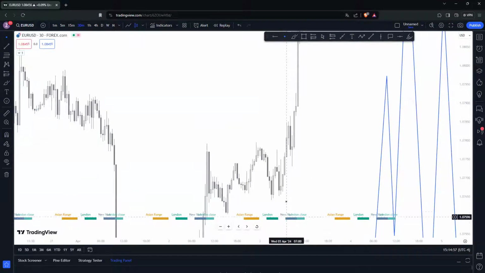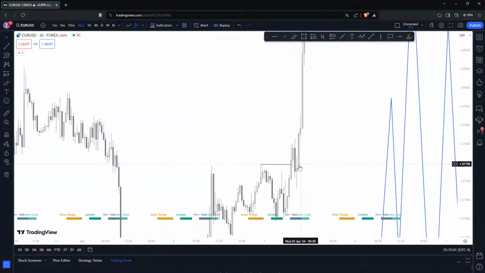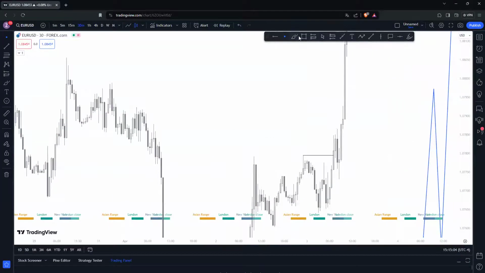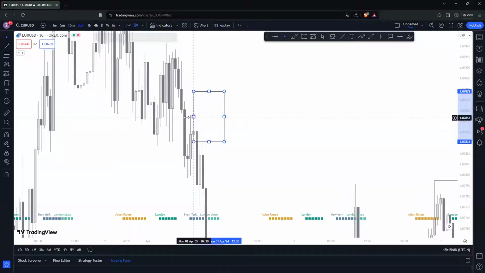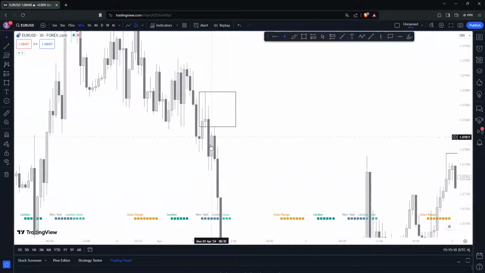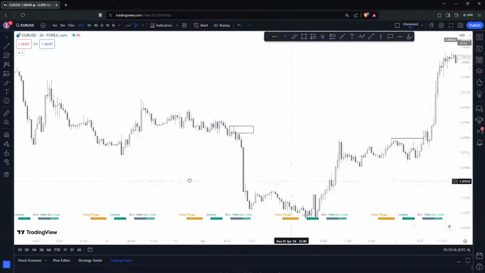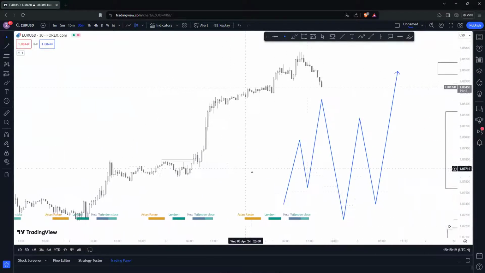So as you can see here in New York, what did it do? It took here the Asian high, but then why didn't it go down? Because there was no fresh engulf. As you can see, this was unfresh, so price closed out of it right here. Price came back and touched it with that wick. Okay, so it is unfresh.